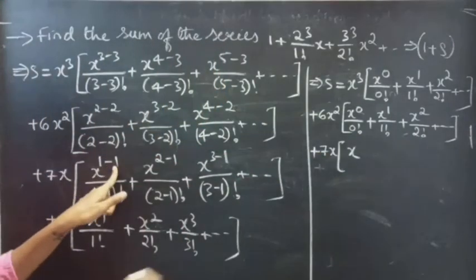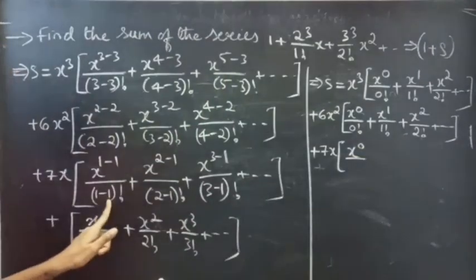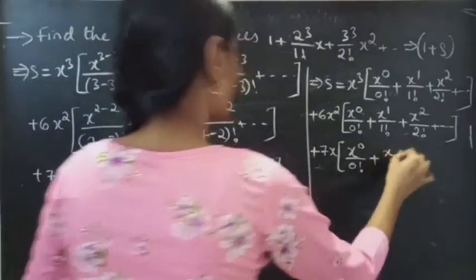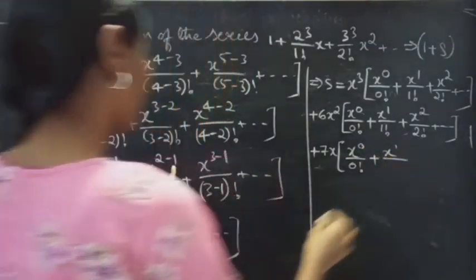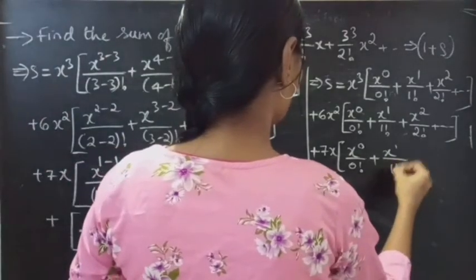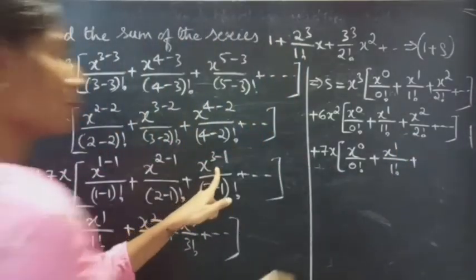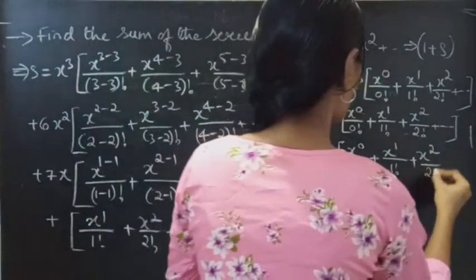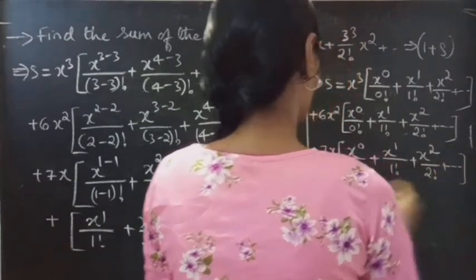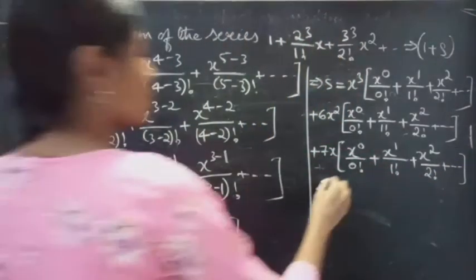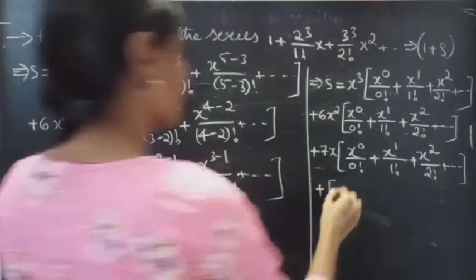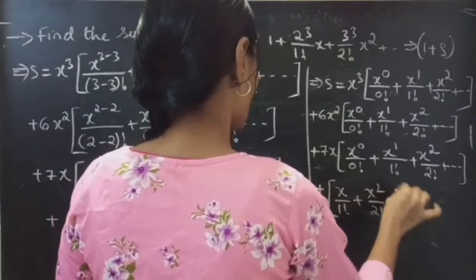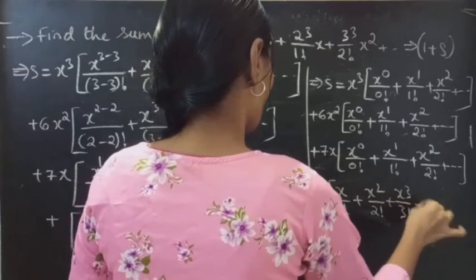x power 1 minus 1, 0 by 1 minus 1, 0 factorial, plus x power 2 minus 1 is 1 by 2 minus 1, 1 factorial, plus x power 3 minus 1, 2 by 3 minus 1, 2 factorial, plus so on, plus x power 1, x by 1 factorial, plus x square by 2 factorial plus x cube by 3 factorial plus so on.